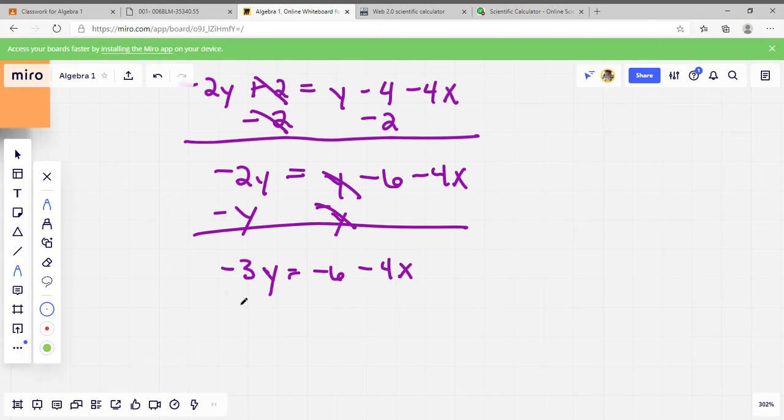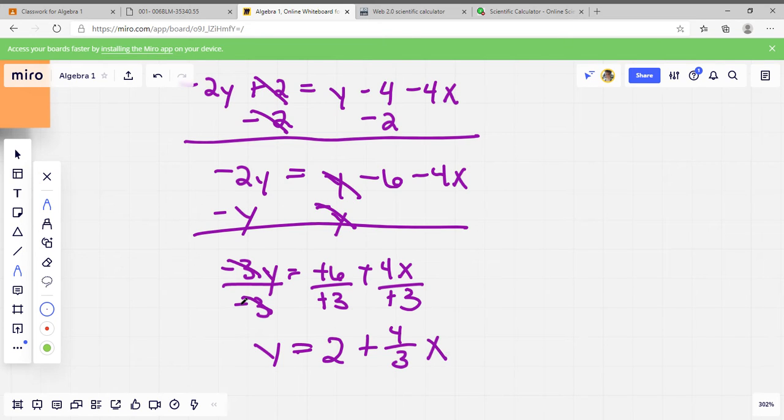Now all we're left with is divide. So we're going to divide by negative 3, divided by negative 3, and divided by negative 3. These cancel. And we've got y equals, these negative over negative just cancel each other. 6 divided by 3 is 2. And these negatives cancel each other. So we have plus 4 over 3x. So y equals 2 plus 4 over 3x is the answer to that one.